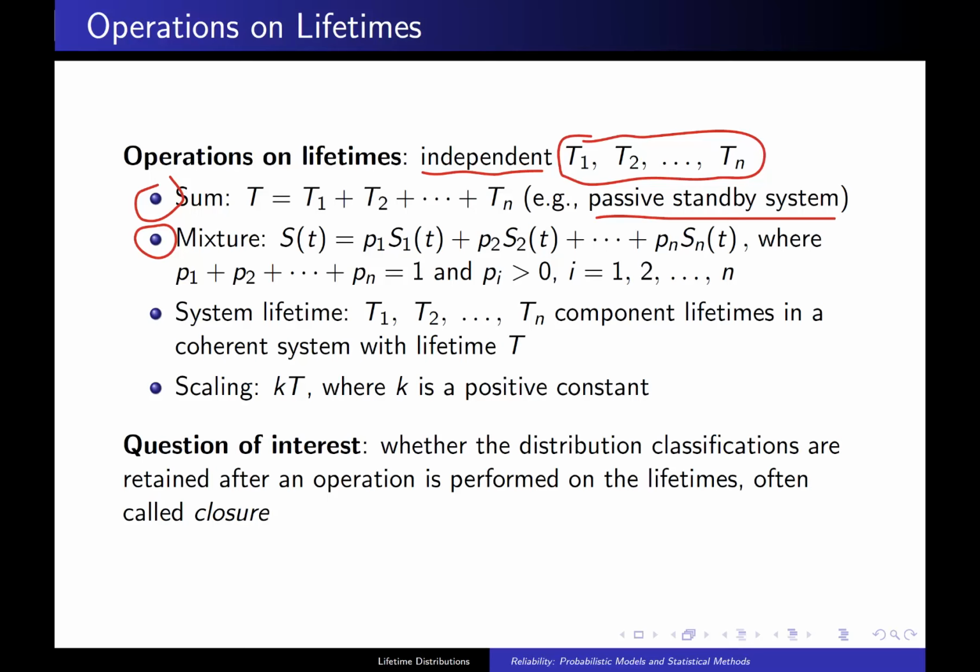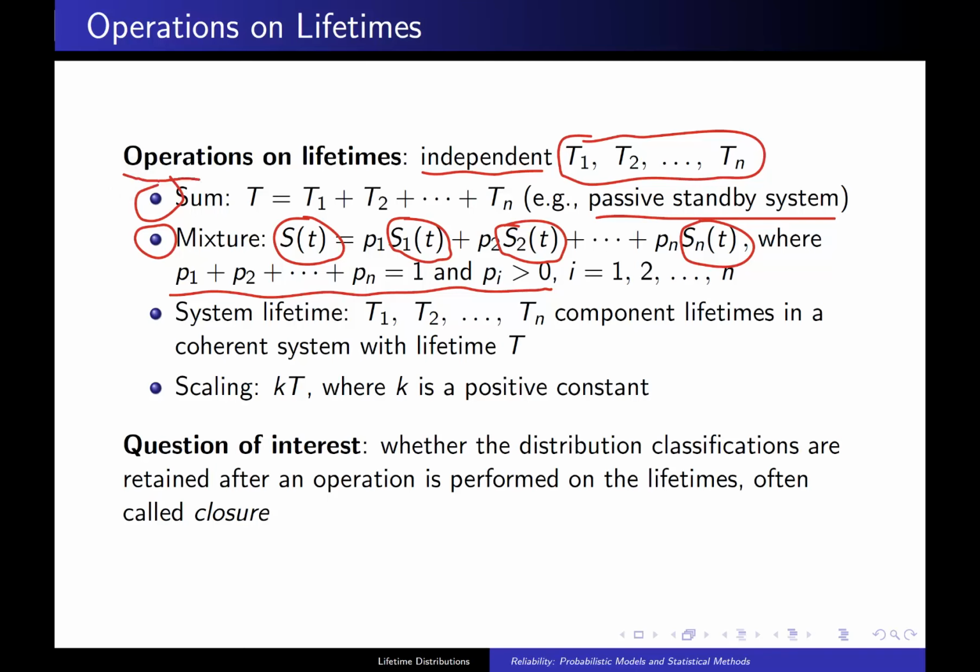That is, if T1 has survivor function S1 of t, T2 has survivor function S2 of t, up to Tn having survivor function Sn of t, if we can come up with some constants P1 through Pn, which are positive and sum to 1, then what we get in that case is a survivor function of a mixture of those distributions, and we'll see more about mixtures out in Chapter 5.